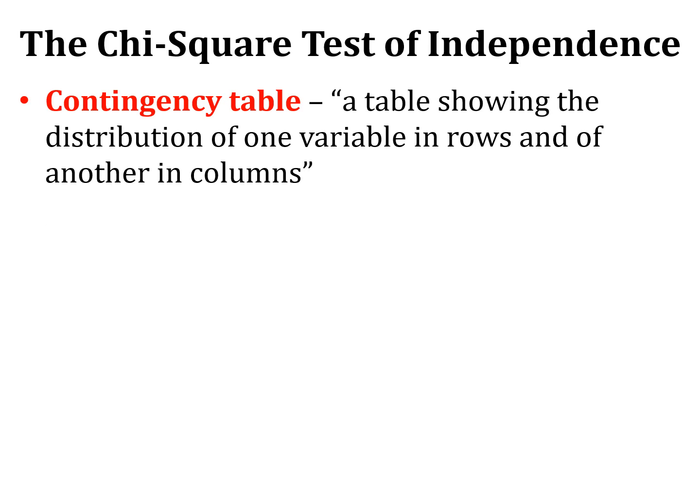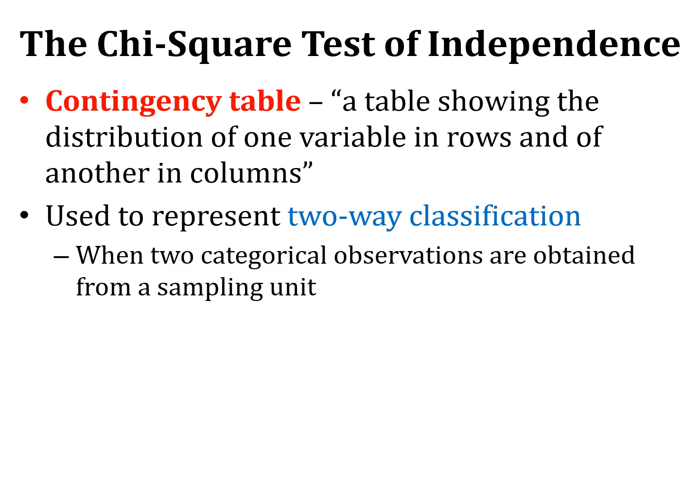So a contingency table is a table that shows the distribution of one variable in rows and of another in columns. And it is used to represent two-way classification. So what is meant by a two-way classification? A two-way classification is when two categorical observations are obtained from a sampling unit. So it means that each observation in a contingency table represents two variables at a time, right? So this is meant by a two-way classification.